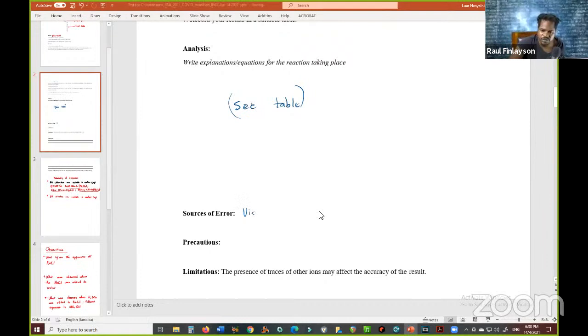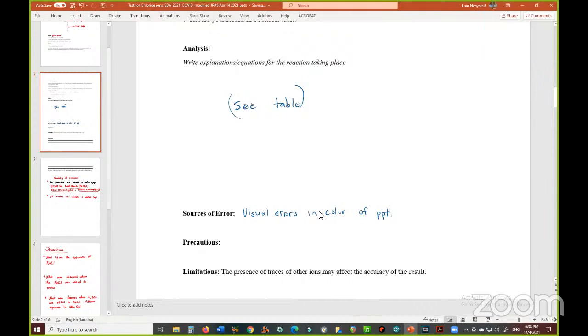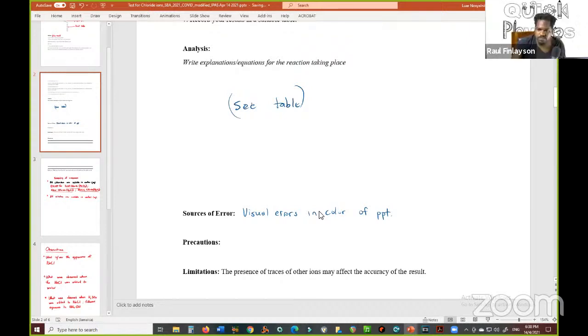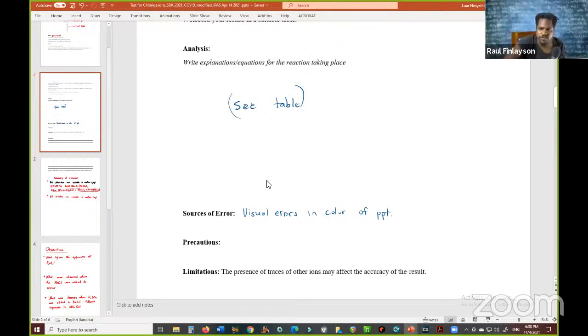All right. Again, we gave you some sources of error, so we mentioned the visual errors here, in color of precipitate. Of course, the precautions here. I remember, did I give you any precautions? Who was at the lab last class? Yes, sir, you gave us precautions. Ensure the apparatus is clean before use. Okay, so, avoid contamination. All right, very good. You can add that then.